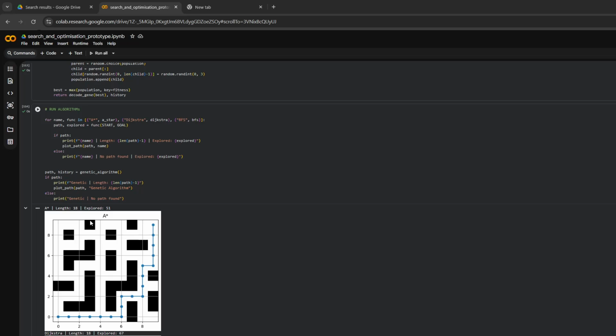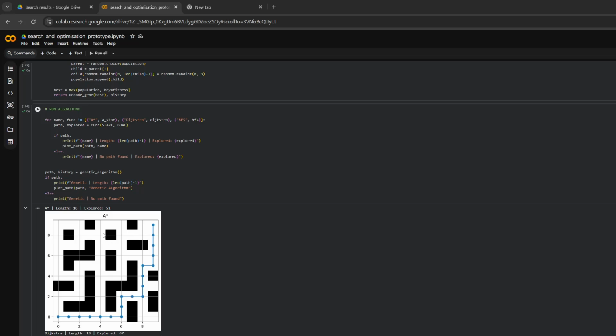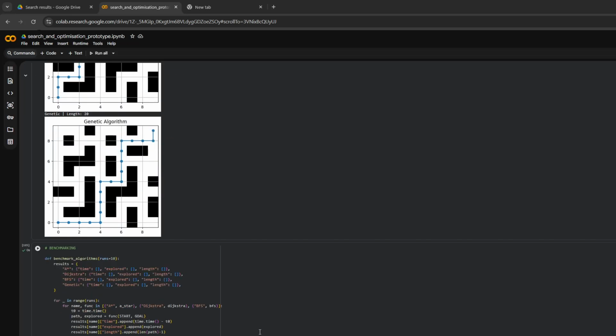of these. So this is it explored 51 nodes, and these both explored 67. And whilst the length is the same, the fact that it explored less nodes showcases its application for this purpose. It's pathfinding. It's found from A to B the quickest path, despite the fact that I can't read a grid to save my life, apparently.